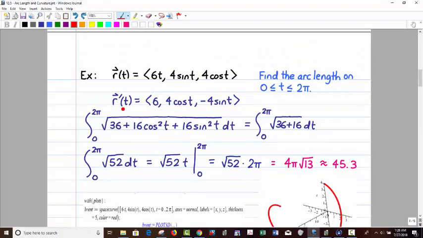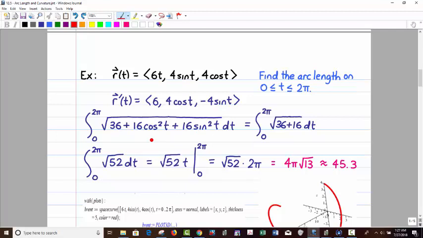So r prime of t is 6. Derivative of 4 sine of t is 4 cos t. Then derivative of 4 cos of t would be negative 4 sine of t. So we have to find the magnitude of that vector. So it's going to be 6 squared is 36. We have 16 cos squared t. And you square the last component, it is 16 sine squared of t.